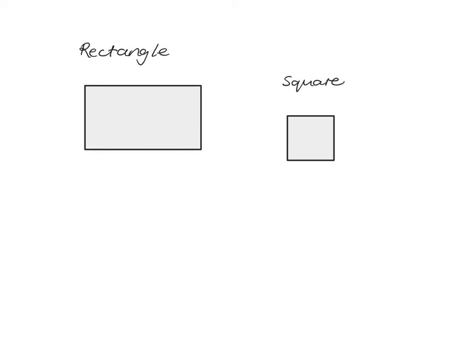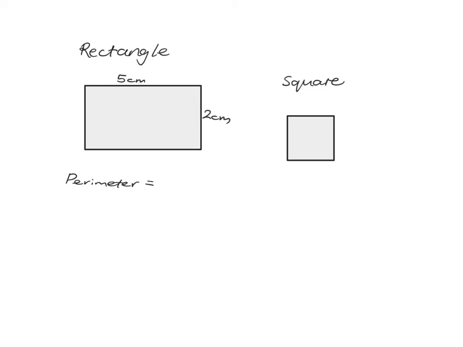We're going to do a quick recap of the area and perimeter of a rectangle and a square. So let's start with the good old rectangle, and let's say we're given a rectangle that's got a length of 5 centimeters and a breadth of 2 centimeters, and we get asked to figure out what the perimeter is equal to.